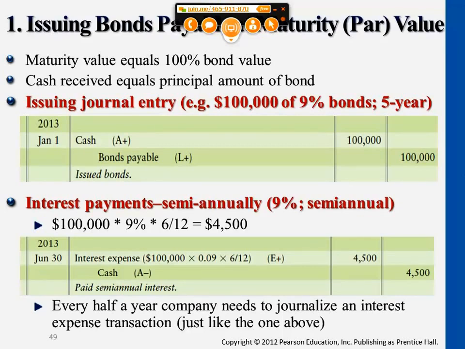And this part here will not change, because we're not paying by installments. The full amount, $100,000, will be paid at the end when the bond matures 5 years later. So throughout the 5 years, every half year, the journal entry will look exactly the same as this, for the next 5 years.